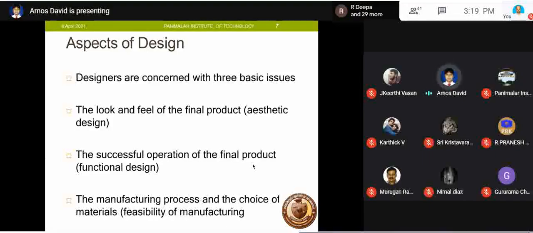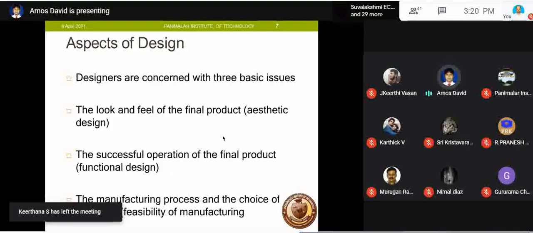I'm going to show you a lot of case studies and designs that are there. So during that time, you can figure out what I am trying to say. The manufacturing process and the choice of materials. Now, if the process is going to be too complicated, then the manufacturing cost is going to go up. If the manufacturing cost goes up, what will happen? Eventually, the product cost will also go up. All right. So all those examples I'll be telling you in the later stage.